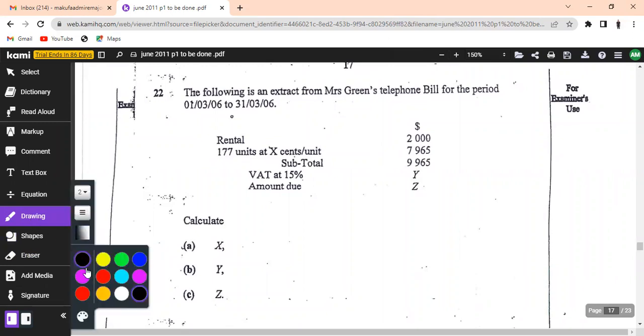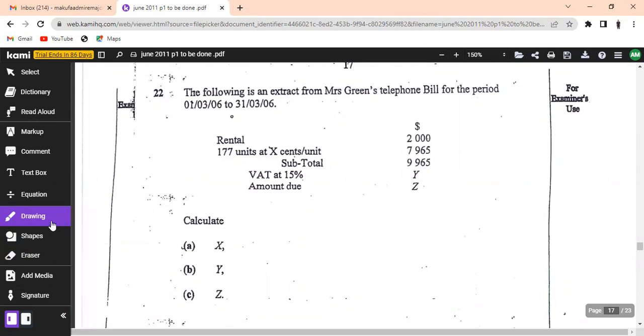In this case, we have got this part, which is now saying, the following is an extract from Mrs. Greeny's telephone bill for the period of 01/03/2006 to 31/03/2006. The rental is... 177 units were being used at X cents per unit. Take note, it's X cents, and this amount is in dollars. So you must have X cents. Then you're given the subtotal, the VAT, the value added tax, and the amount. You calculate the value of X.